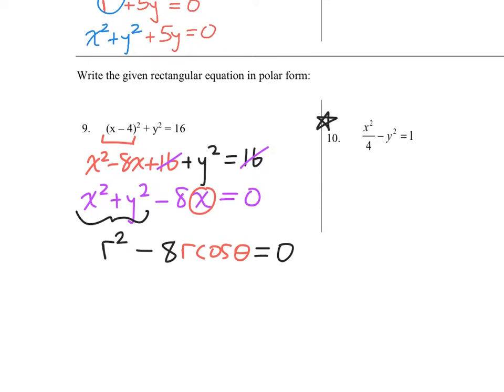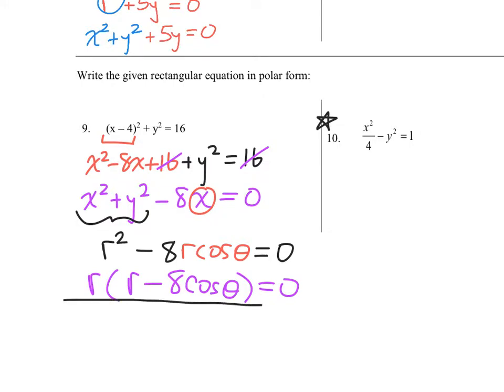Technically perfectly acceptable in terms of a final answer, but we can go a little bit further. Might as well. I have a common r that can be factored out. And if I set each of those factors equal to 0, I get r equals 0.